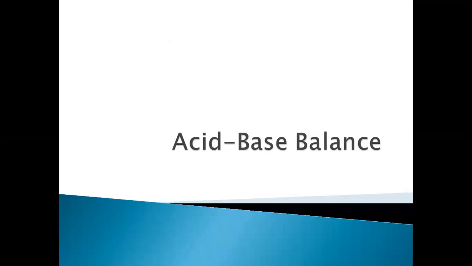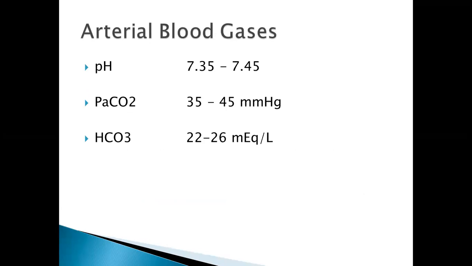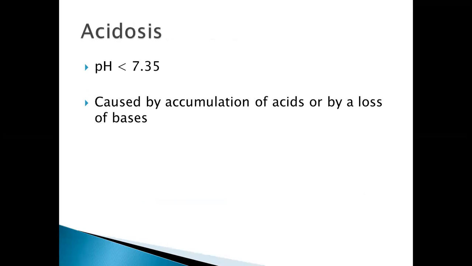Moving to acid-base balance now. Balance depends upon the regulation of free hydrogen ions. The concentration of hydrogen ions is measured in pH. Arterial blood gases are the major diagnostic tool for evaluating acid-base balance. The normal pH is 7.35 to 7.45. PaCO2 is 35 to 45. HCO3, that is bicarbonate, is 20 to 26 milliequivalent per liter.